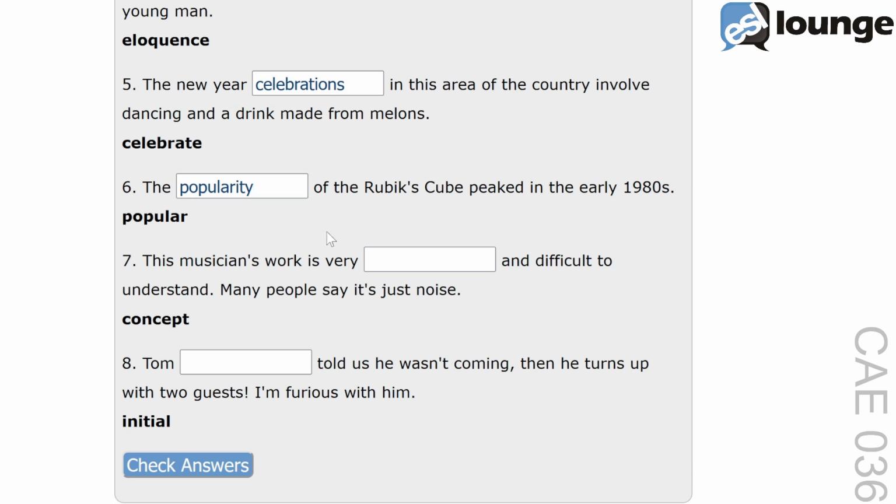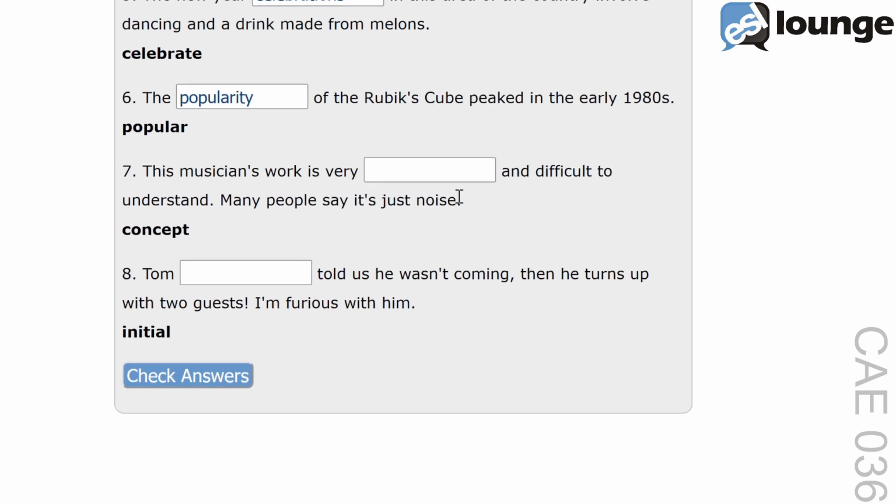Question 7. This musician's work is very blank and difficult to understand. Many people say it's just noise. The base word is concept. The correct form here is conceptual. Conceptual is an adjective used to describe something that is based on abstract ideas or concepts. It often requires deep thought and interpretation. For example, the architect's conceptual designs are innovative but often controversial.